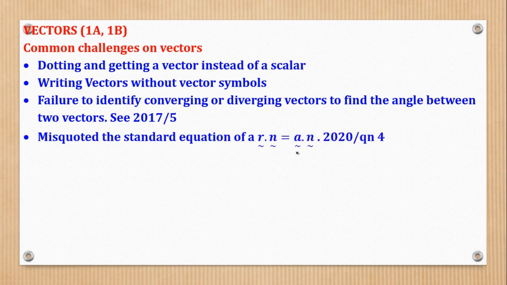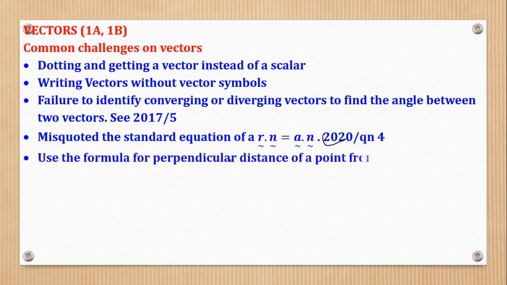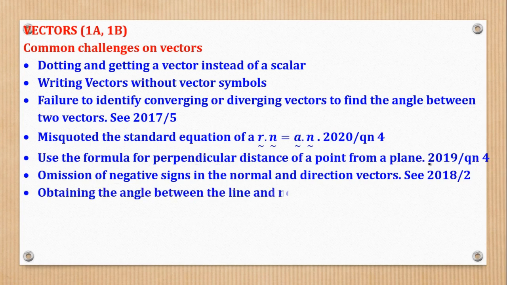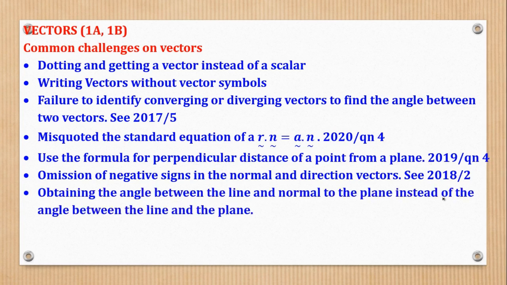Then misquoting the standard equation of a plane was a challenge in this year of 2020. Then using the formula for the perpendicular distance of a point from a plane was a challenge, yet it is there in your logbooks. Omission of negative signs in the normal and direction vectors, especially when you're writing the dot product. This is why they put magnitude. Some students, if it's negative 2, they just put 2 squared, but it should be negative 2 squared. Also, obtaining the angle between the line and the normal to the plane instead of the angle between the line and the plane.